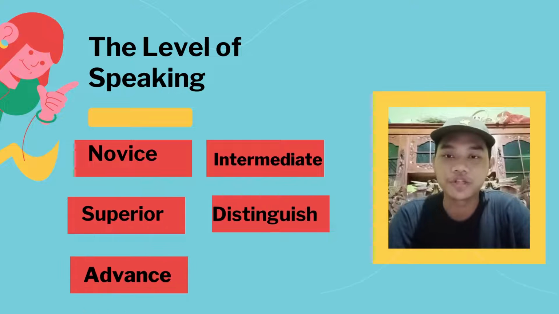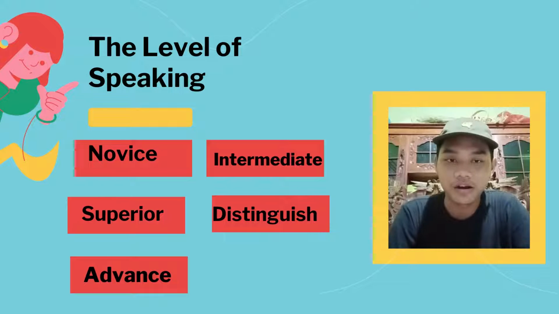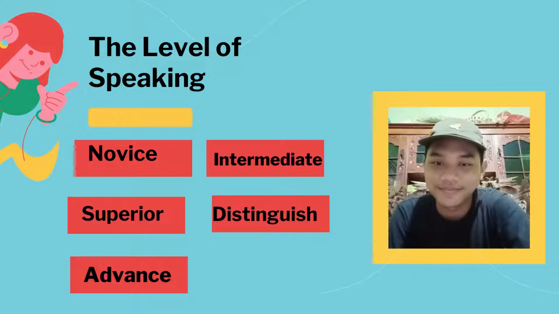Anyway, we're moving to another material, which is about the levels of speaking. At first is the distinguished level. Speakers at a distinguished level are able to use language skillfully and with accuracy, efficiency, and effectiveness. They are educated and articulate users of the language.